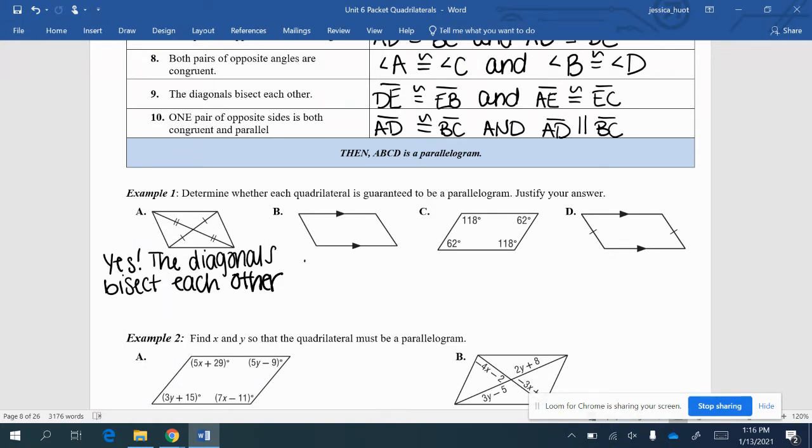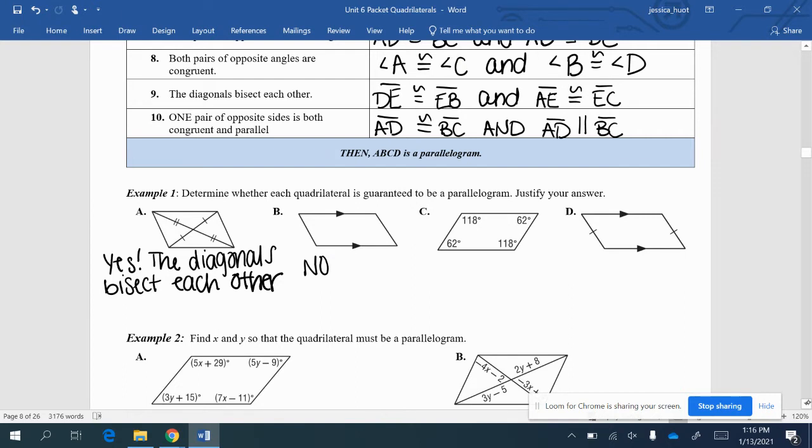For B, no, we need more information. Either both pairs of opposite sides need to be parallel, so this side also needs to be parallel, or I need to know that the one side that is parallel is also congruent. I don't have enough information here.